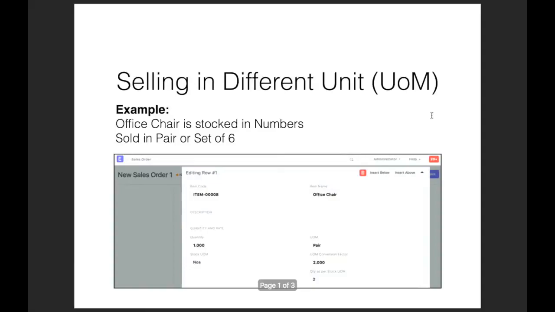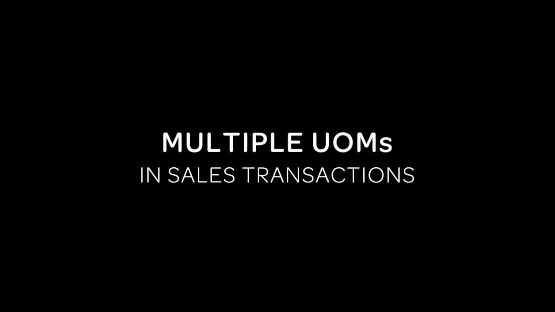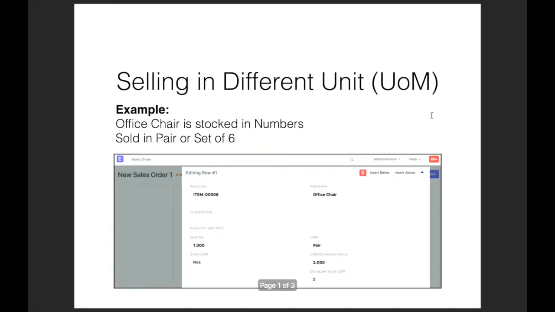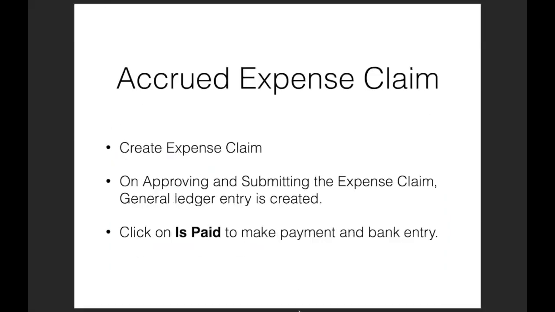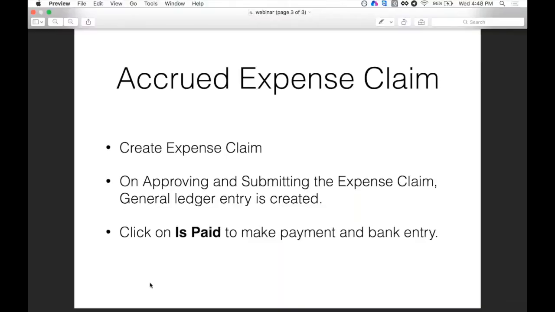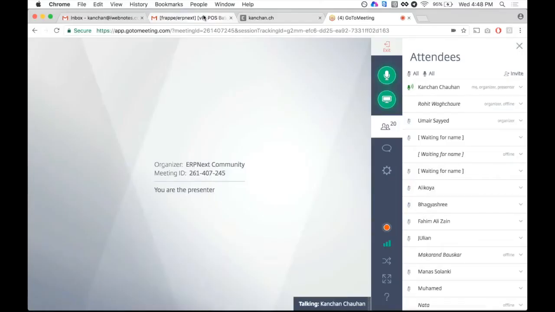Another one would be accrued payroll. Basically, accrued payroll is a kind of liability: at the end of the month, this is what we have to pay to your employees. You just create and submit your salary slips and the accrued journal voucher entry will be created automatically. Once you make a payment, another journal voucher would be created. In a similar manner, we will have accrued expense claim as well. So let me go ahead and show you these things.